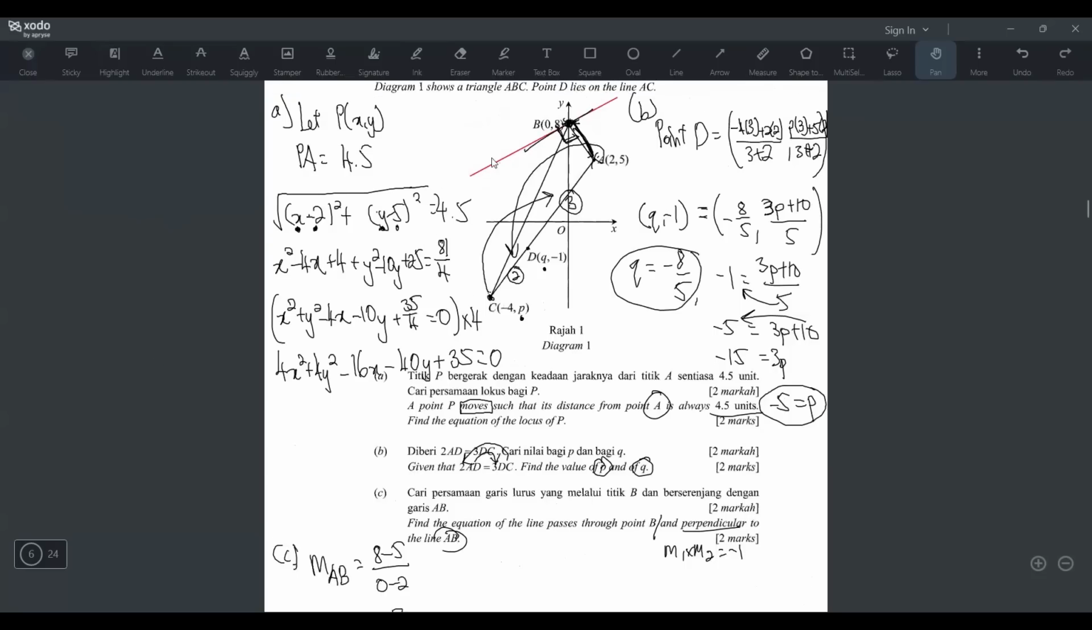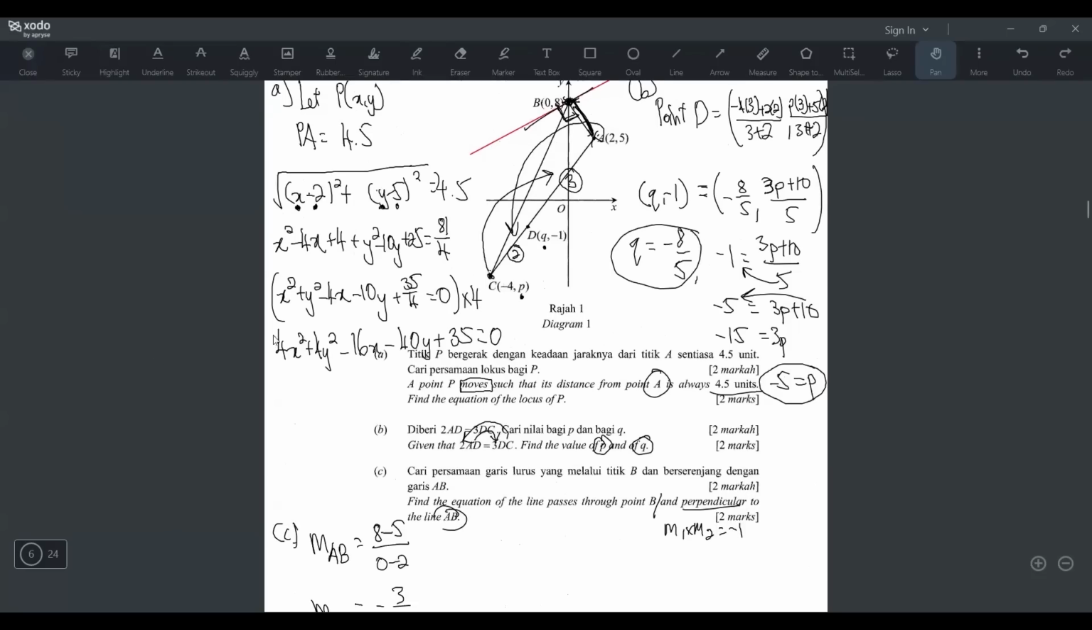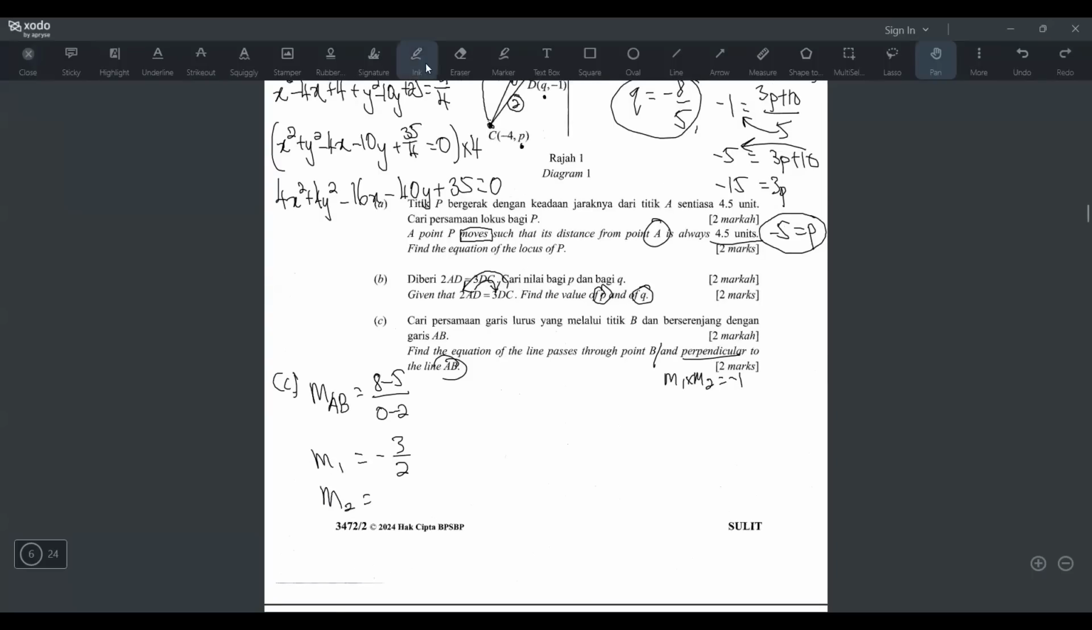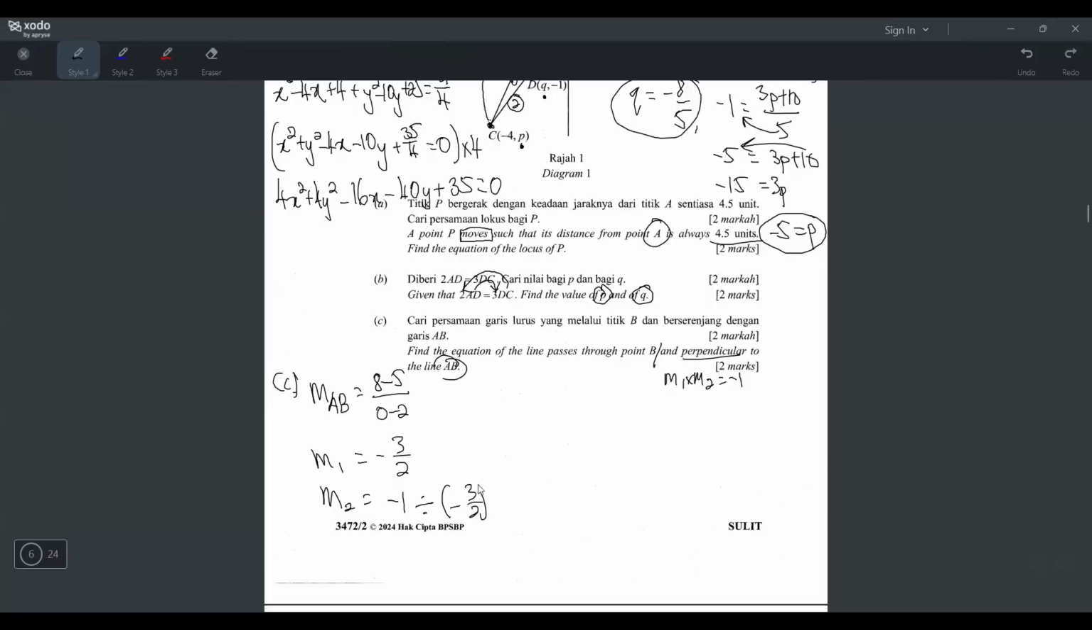How to find the gradient of the other line? They are perpendicular, right? So perpendicular means when you take the gradients multiplied, you get -1. So how to find the other gradient? You just take -1, divide with this -3 over 2. And there is a fast way to do this. You just take the m1 answer, flip it and change the sign. Flip means you take the 3 and 2 and flip to 2 over 3, and then change the sign to positive, and that's the answer.